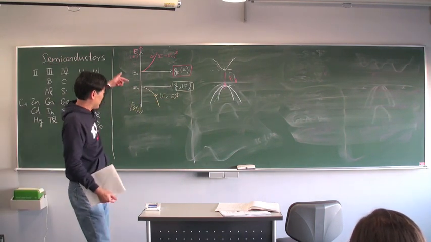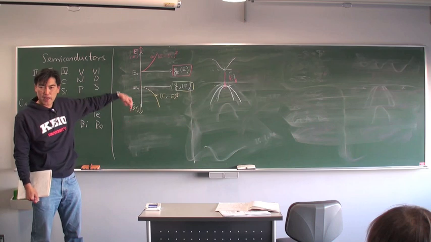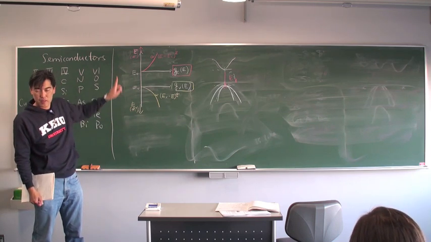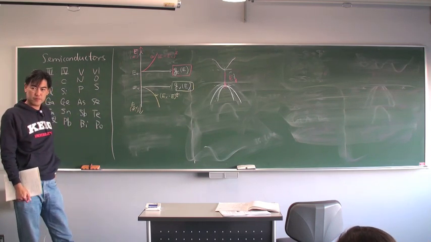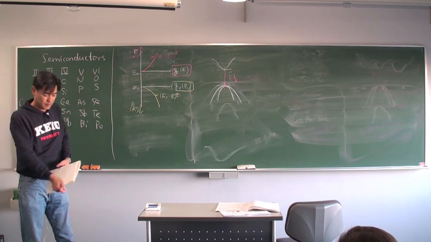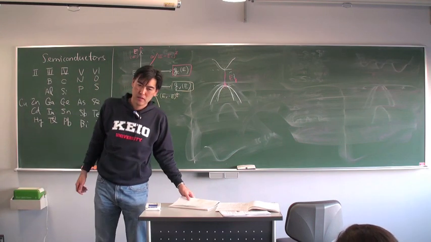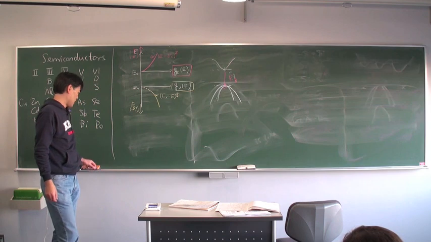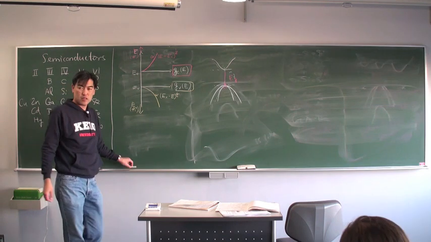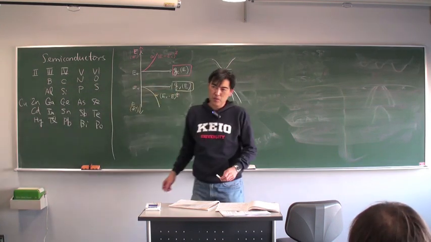So this is basically density of states. For holes, energy is higher in this direction. For electrons, energy is higher in this direction. And the rest of the discussion is very similar to what we had.